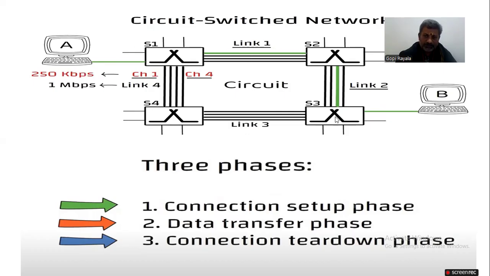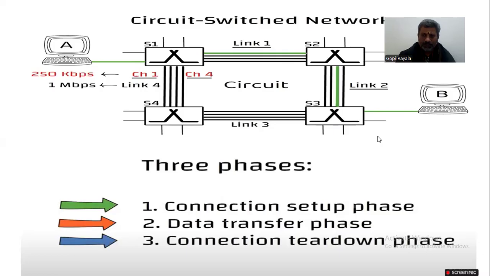From S2 to S3, it observed that link 2 is free. Maybe something is going on in link 1. Then what it did is it changed the link to link 2, right? From link 2 it reached S3, and then S3 to the end terminal. After the entire data was transmitted from A to B, the connection will be terminated or torn down.